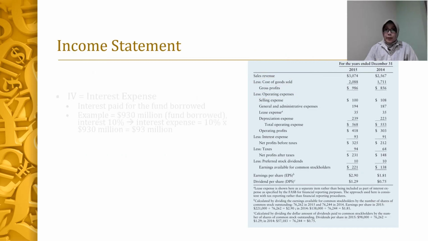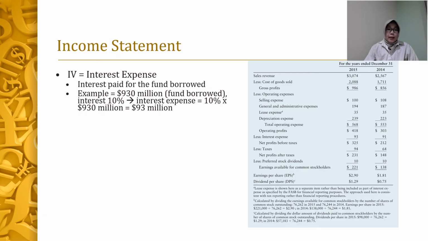Let's go on to the next part in the income statement. The fourth part is the interest expense. What is the interest expense? The interest expense is the interest paid by the company for the funds they borrowed from the bank or a third party. For example, if the company borrows $930 million and the interest they need to pay is 10%, then the interest expense that needs to be paid by the company is 10% multiplied by $930 million, or equal to $93 million.